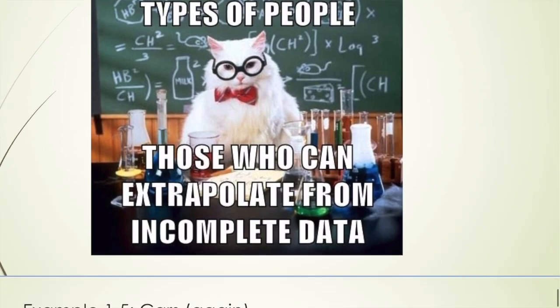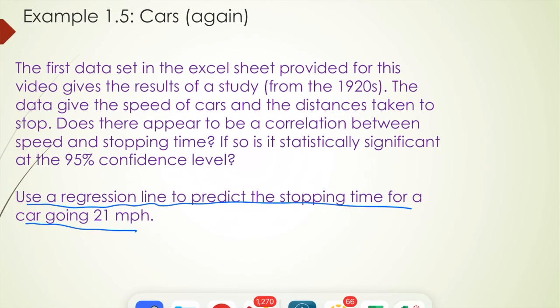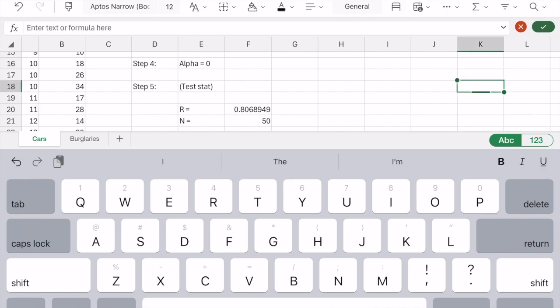And so, our next example, we can now complete this cars example. This is example 1.5. What we want to do now is use a regression line to predict the stopping time for a car going 21 miles per hour. So how long is it going to take that car to stop? Let's do a regression line.